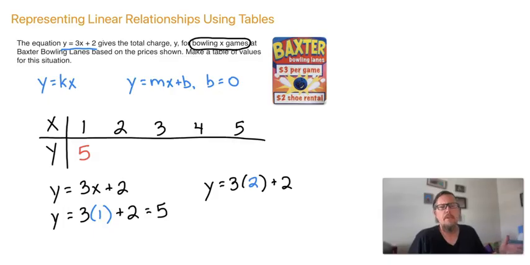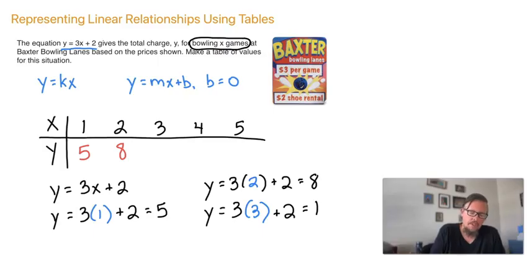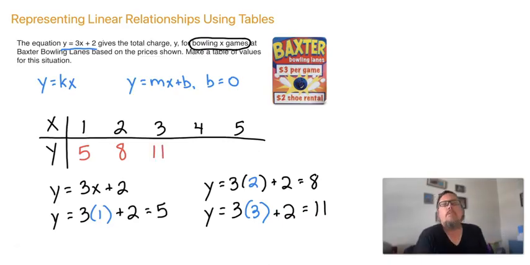So in the calculator, we would type 3 times 2 plus 2. 3 times 2 is 6. 6 plus 2 is 8. So 2 games of bowling would cost us $8: $2 for the shoes, $6 for the games, for a total of 8. Next, we have 3. So our total cost is 3 multiplied by 3 games of bowling plus the $2 shoe rental. 3 times 3 is 9, plus 2 is 11, so 3 games would cost us $11: $2 for the shoes and $9 for our 3 games.